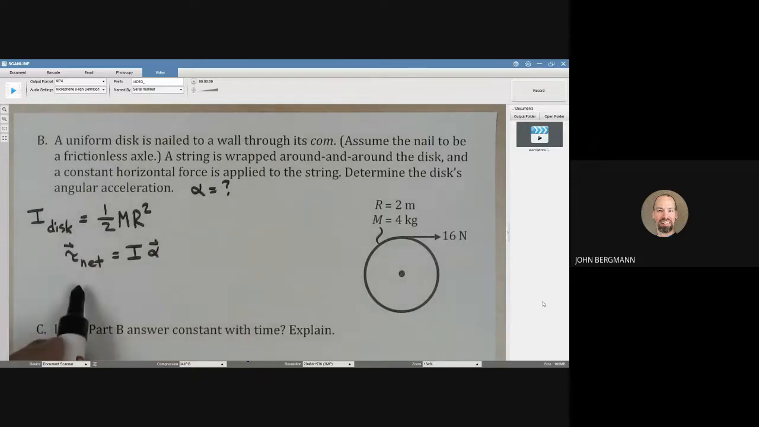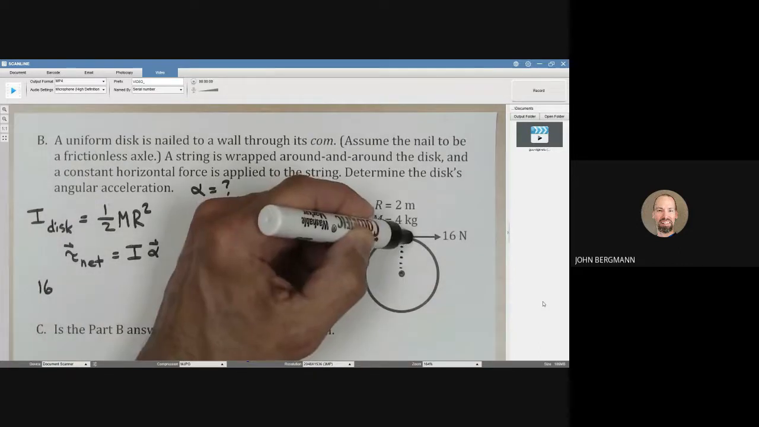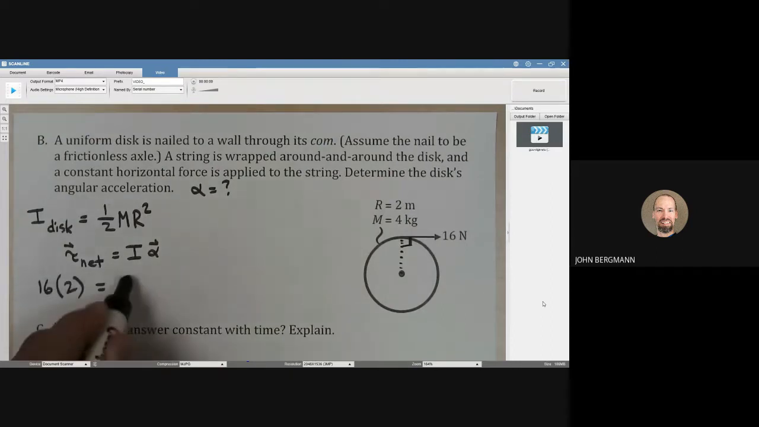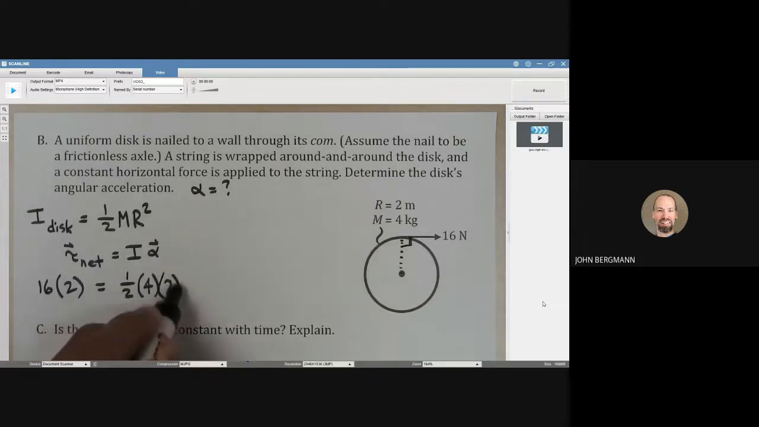What's the net torque? The net torque is this force, 16 newtons, multiplied by the lever arm. The effective lever arm is at 90 degrees to the force, and that's just the radius, so that's going to be 2. On the right side then, the moment of inertia of the disk, let's go ahead and write it out, 1/2. What's the mass of the disk? It's 4. And the radius of the disk is 2, so I need to square that. There's your moment of inertia right there, and we multiply by alpha.